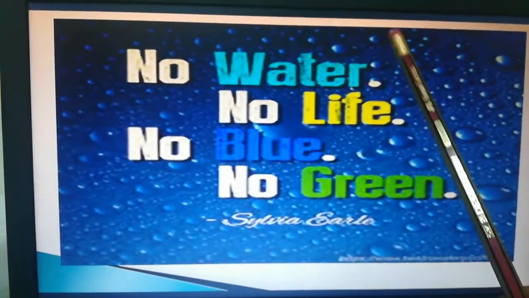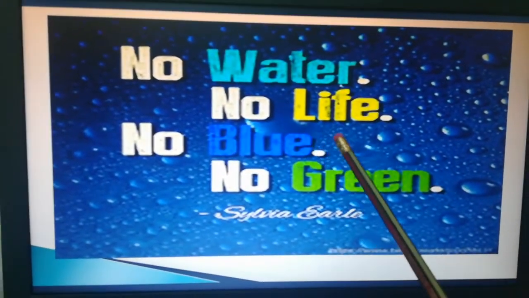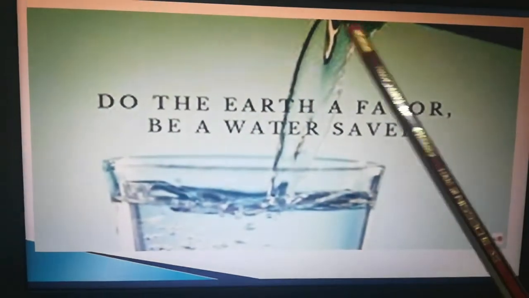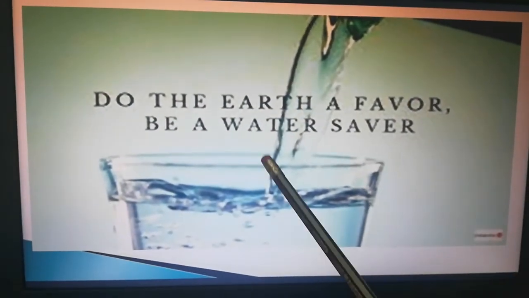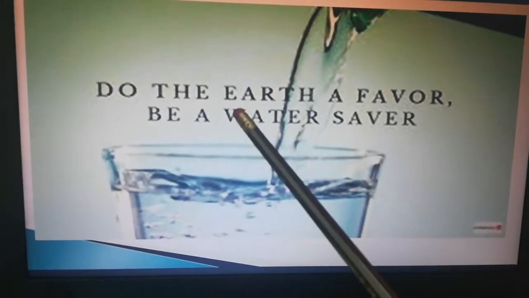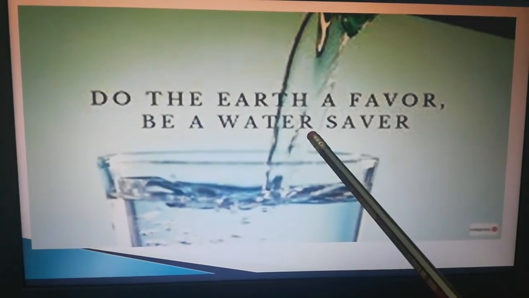See, if there is no water, then there is no life. If there is no life, then how will there be blue? No blue, no green. Do the water a favor, be a water saver. Do the earth a favor, be a water saver. We have to do a favor for the earth by saving what? Water.